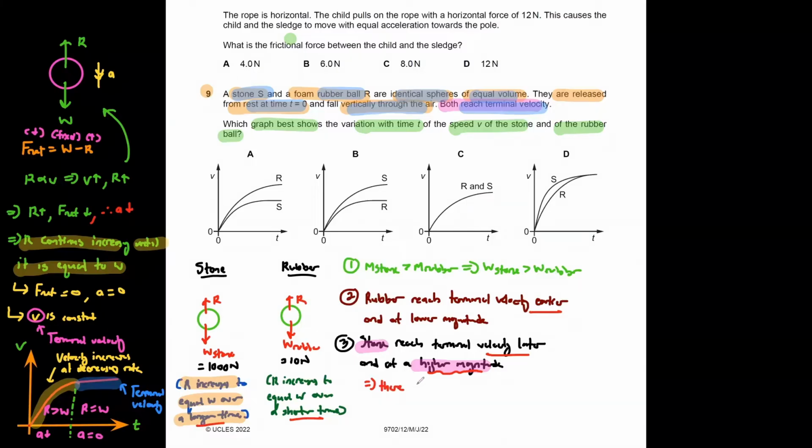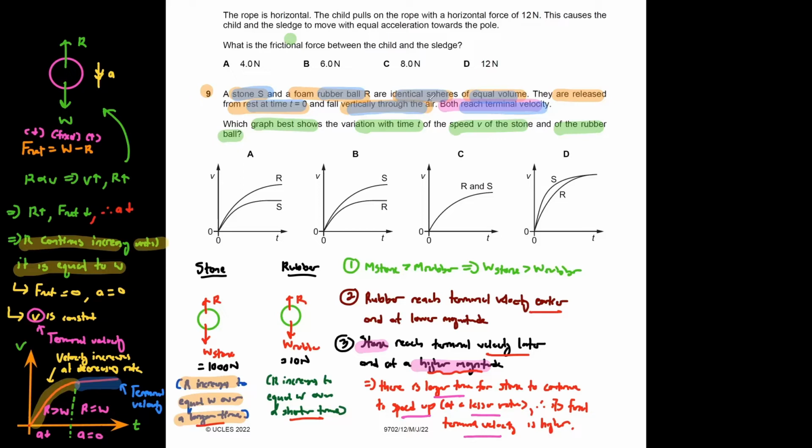There is longer time for the stone to continue to speed up at a lesser rate. Okay. Therefore, its final terminal velocity is higher. Okay. Because there's a longer time for your stone to continue to speed up at a lesser rate, its final terminal velocity would therefore be higher.